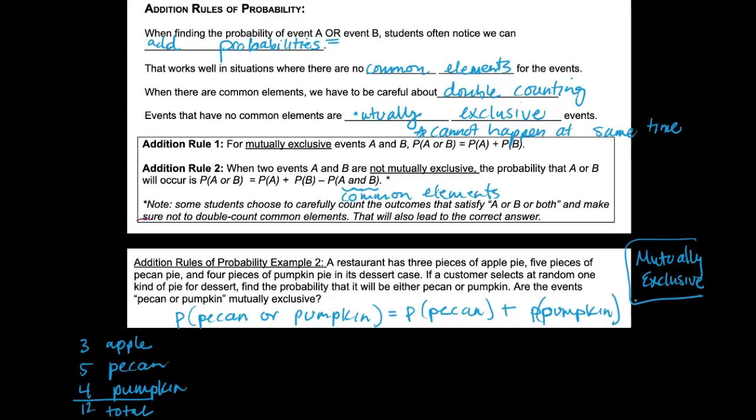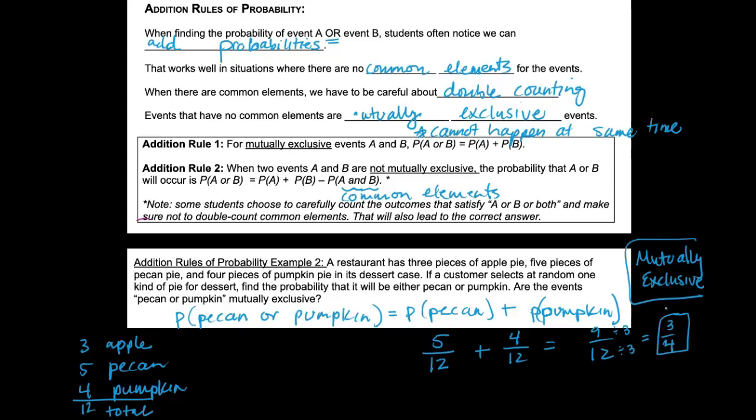So let's go through our list. If we have 5 pecan pies, the probability of picking pecan is 5 out of 12. And then if there are 4 pumpkin, then the probability of pumpkin is 4 out of 12. And then I add those together, I get 9 out of 12. And then I always ask myself, can I reduce this? And I can. 9 and 12 both have a common factor of 3. So I'm going to divide both of those by 3. And I end up getting 3/4. And so the probability of picking a pecan or pumpkin piece of pie is 3 out of 4.